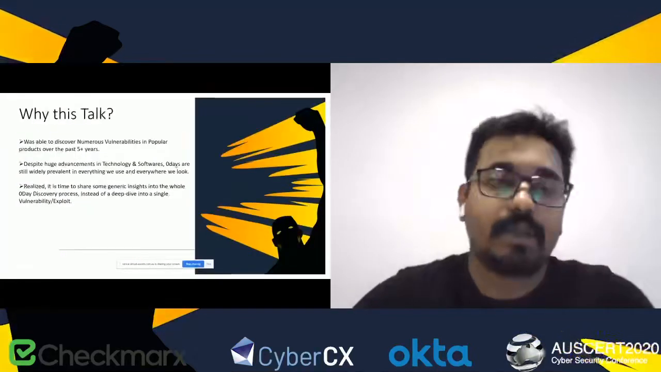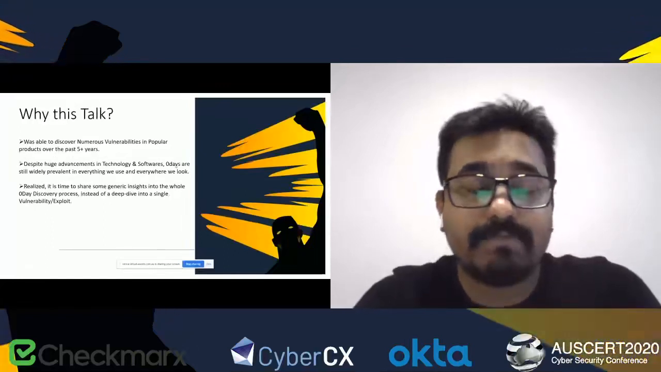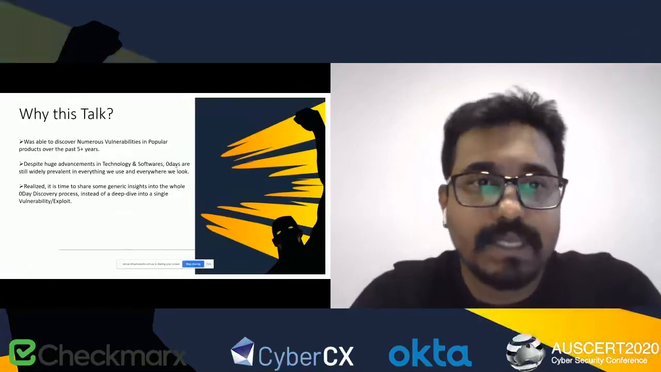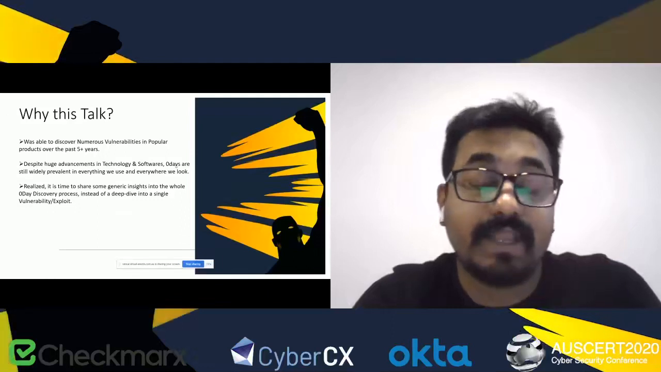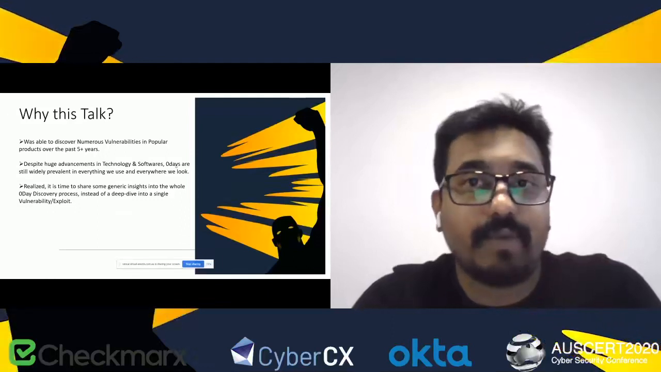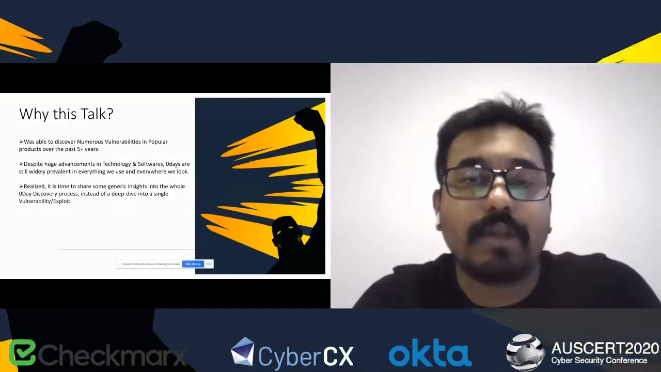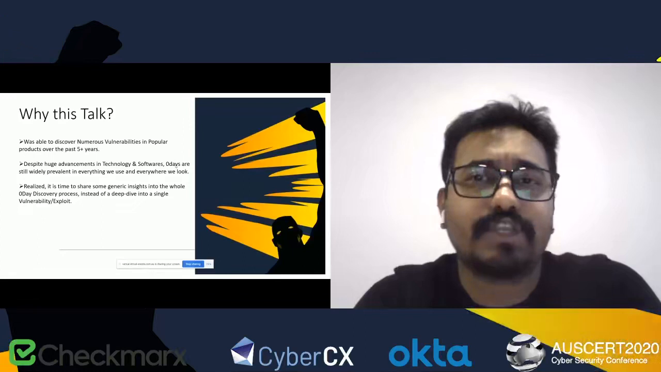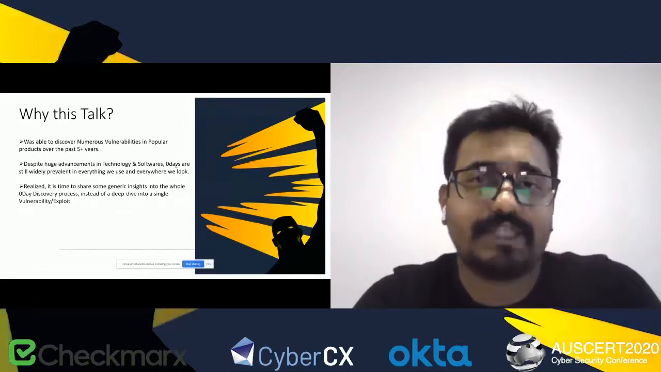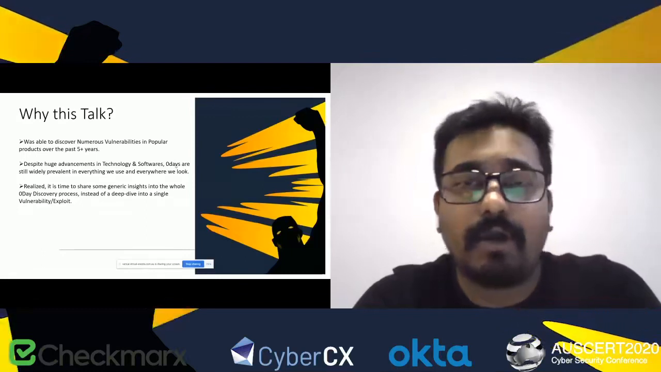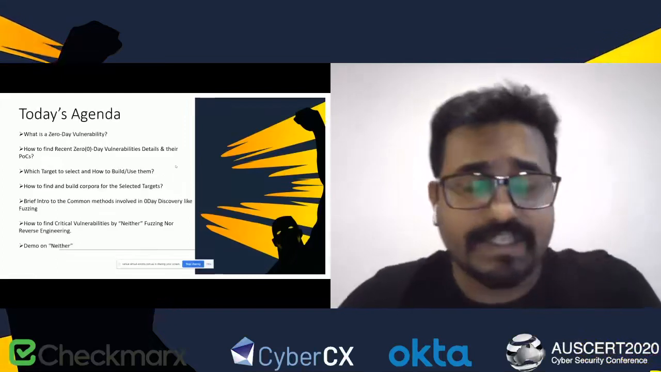So why this talk? Like I mentioned before, I was able to find numerous vulnerabilities in popular products over the past 5+ years. Despite several advancements in technology, software and mitigation, there are zero days everywhere, in each of the products we use and everywhere we look. So I felt it was time to share a generic overview of how you go about finding such vulnerabilities, instead of a deep dive into a particular exploit or sharing a new kind of fuzzer. So today's agenda.